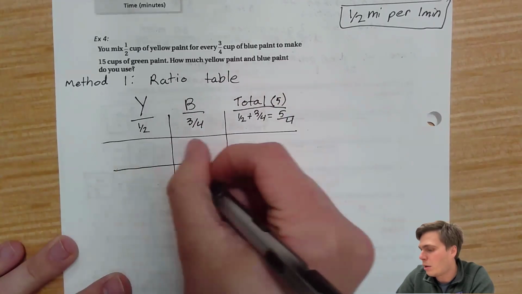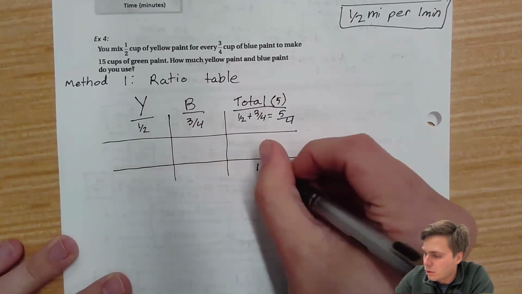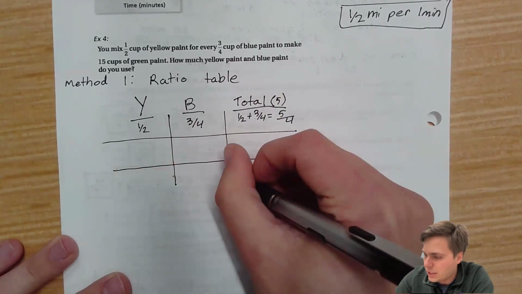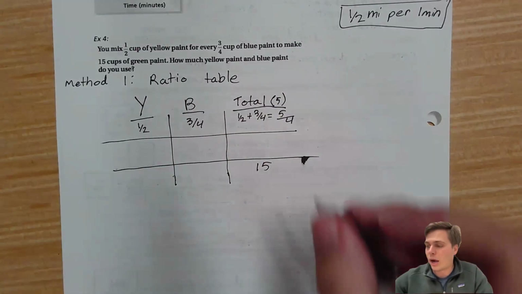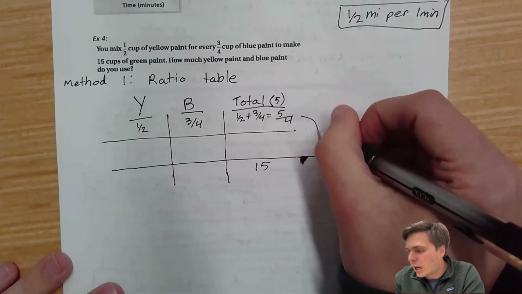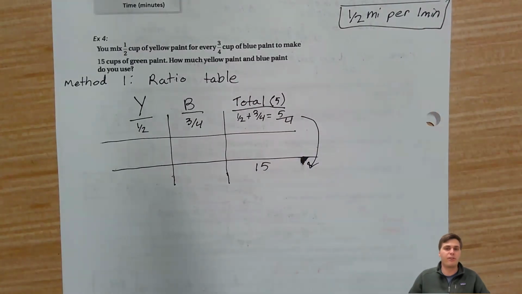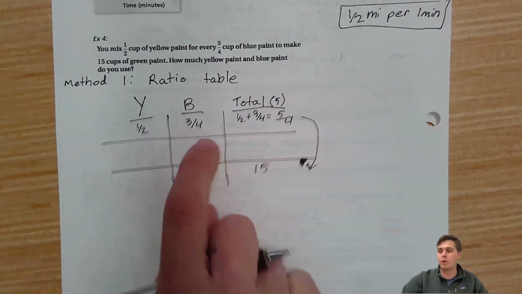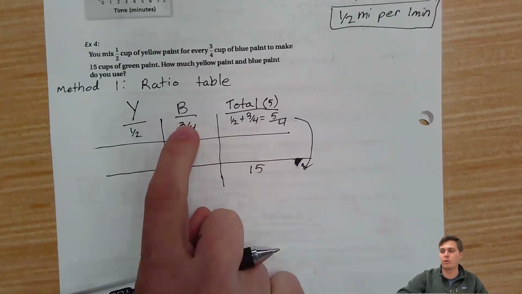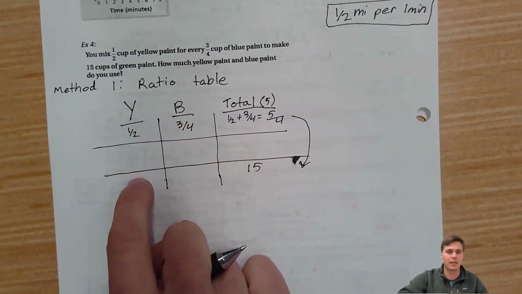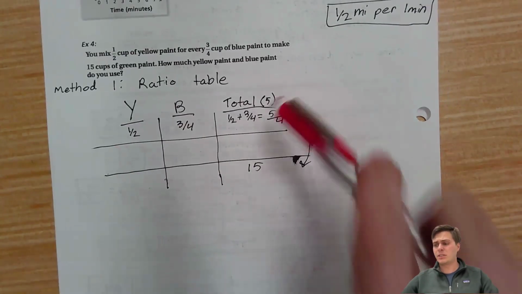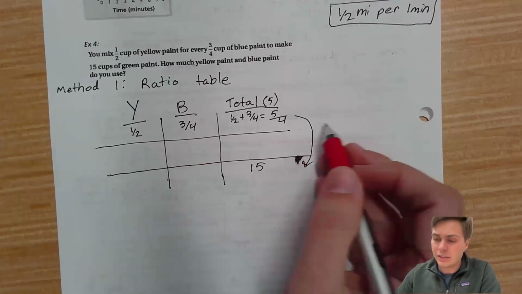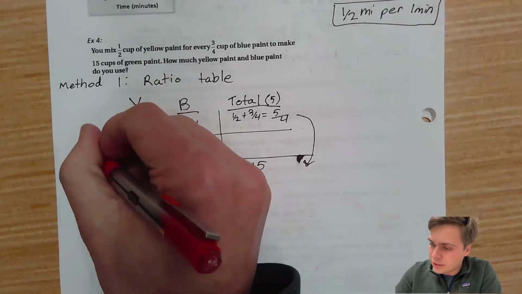All right, and I know I want to get to a situation where I have 15 total cups. Well, I could figure out 5/4 times what gives me 15. And then I would multiply both 3/4 times that number and 1/2 times that number, and that would show this ratio. I don't know that off the top of my head, so I'm just going to figure out if I had these all as whole numbers, what would I do?